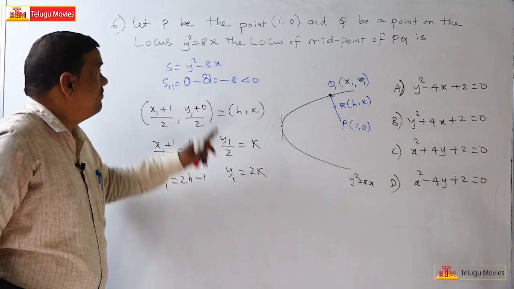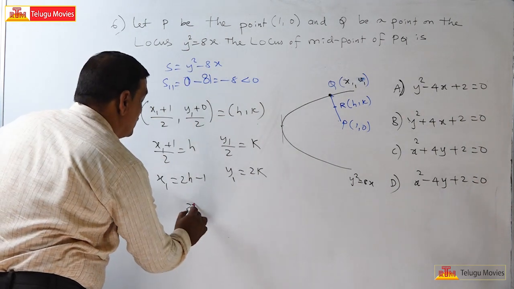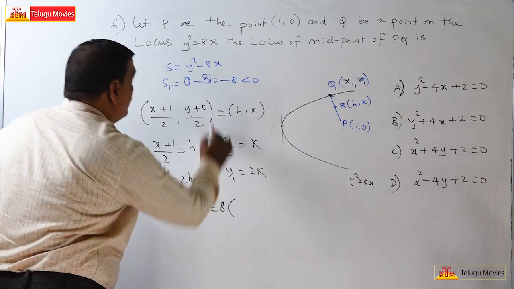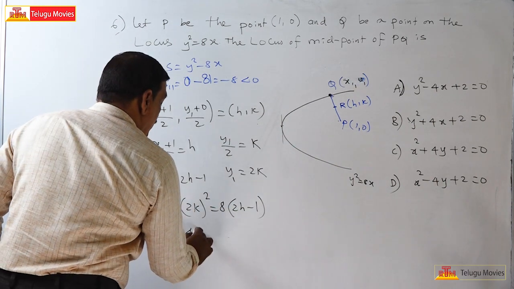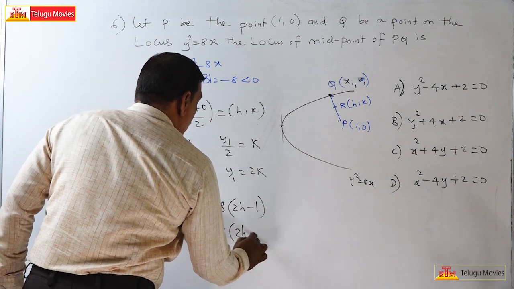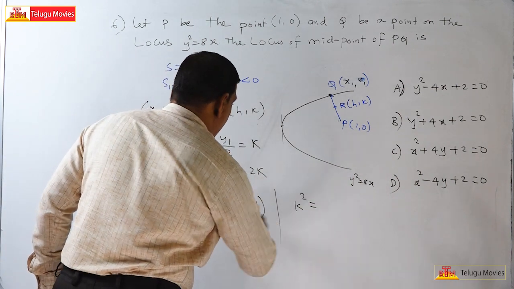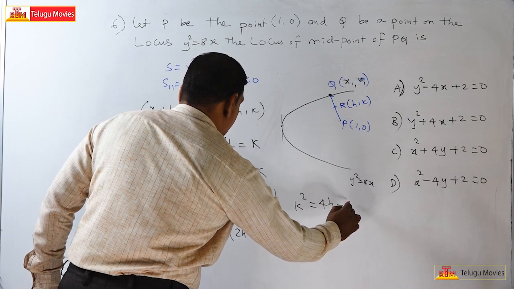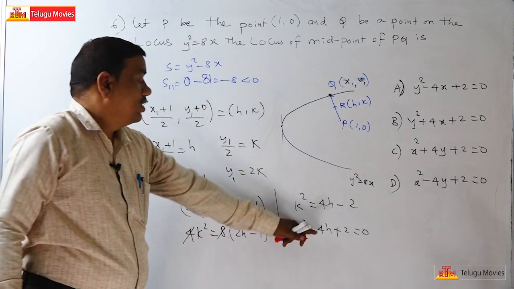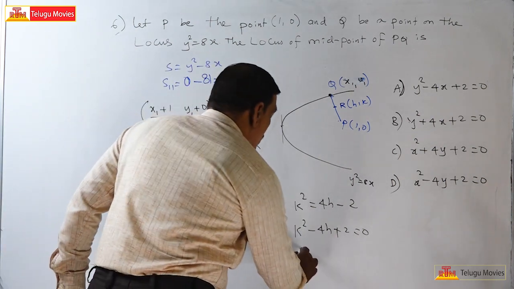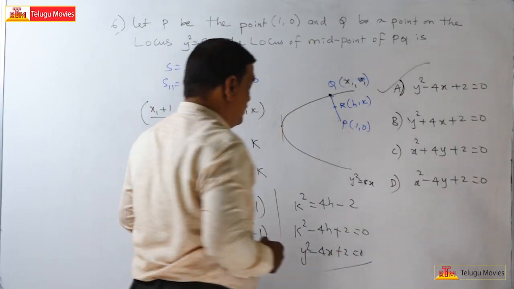This x1 and y1 value lies on the parabola y square is equal to 8x. Therefore, 2k whole square is equal to 8 into x, which means 2h minus 1. So 4k square is equal to 8 into 2h minus 1. Dividing by 4, k square is equal to 2 into 2h minus 1, that is 4h minus 2. Bring this side: k square minus 4h plus 2 is equal to 0. Now the equation of the locus is y square minus 4x plus 2 is equal to 0. Therefore, option A is the correct answer.